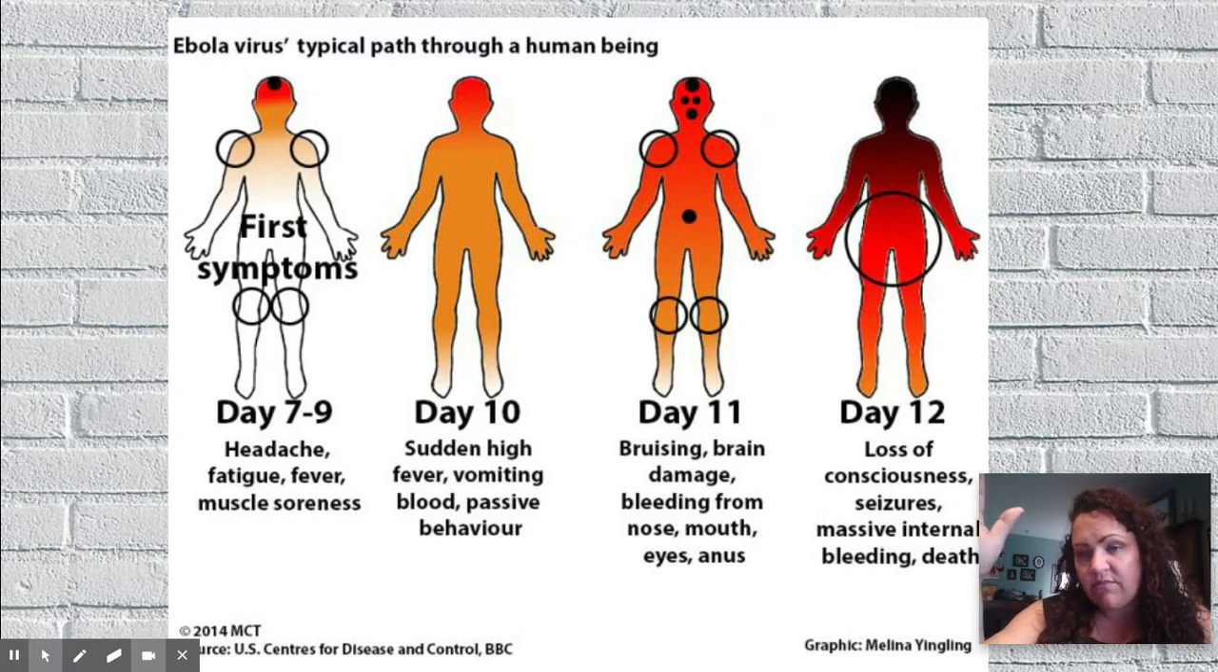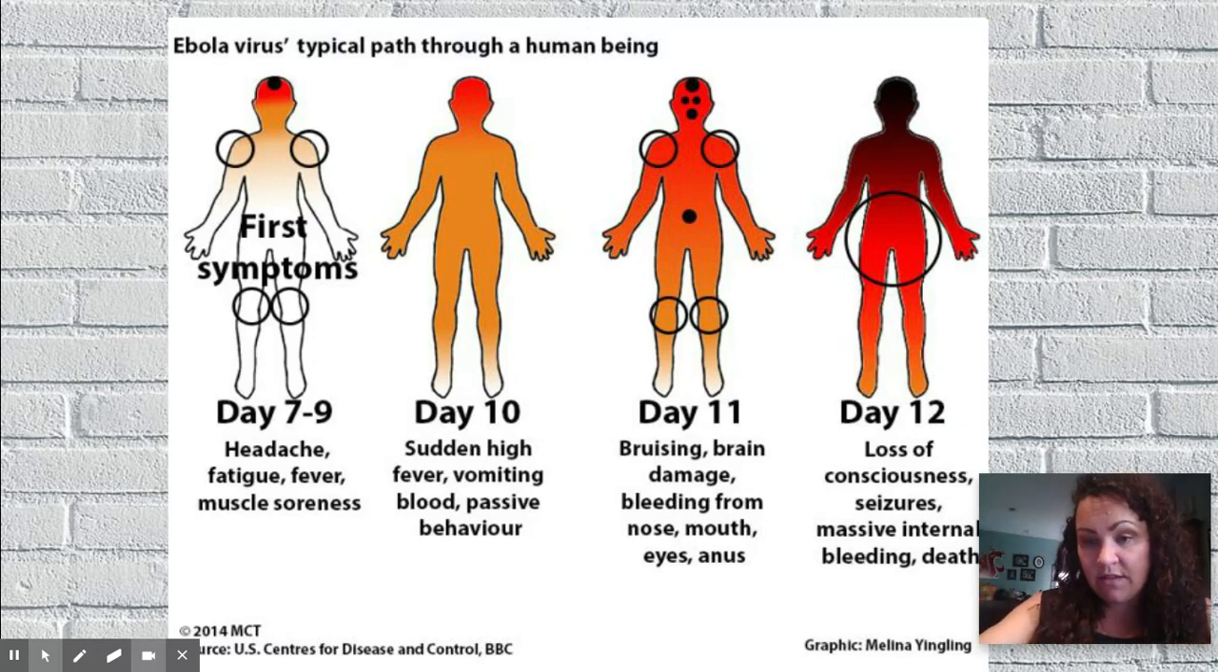Well, the first 7 to 9 days, you start off with a headache, fatigue, which means you're tired, fever, you're hot, and sore muscles, right? Kind of like any old flu or cold symptoms. By day 10, all of a sudden your fever will spike. And when I say spike, I'm talking 104 to 106 degrees. That's like brain damage is happening. You're too hot. So crazy high fever, vomiting, and not just vomiting, but vomiting blood because you're starting to bleed. And then this passive behavior, which means if you were to lay here and your friend were to slap you, it wouldn't do anything. You'd be too out of it to be able to even respond.